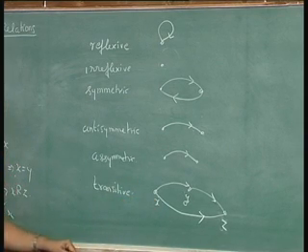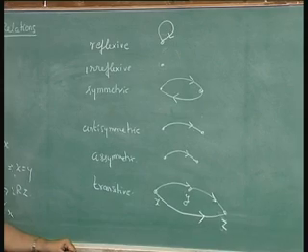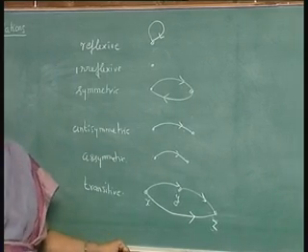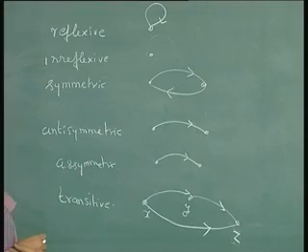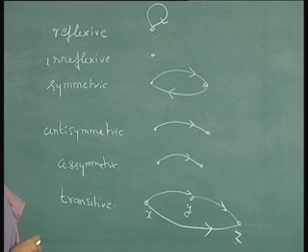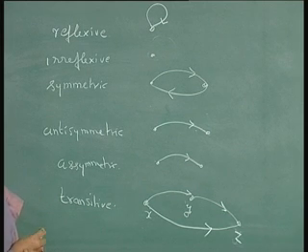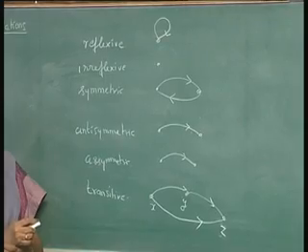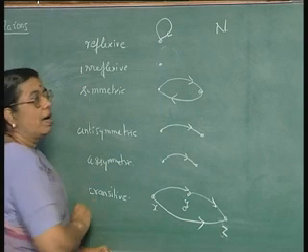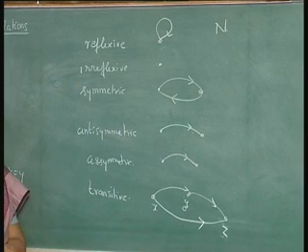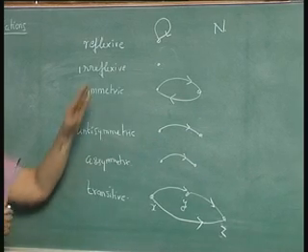Now, let us take some examples and see whether they are symmetric, reflexive, etc. First, for example, take the set of natural numbers and the equality relation on them. Then x is related to x for every x in N. Take the set of natural numbers or non-negative integers and the equality relation; any x will be related to x, that is a reflexive relation.